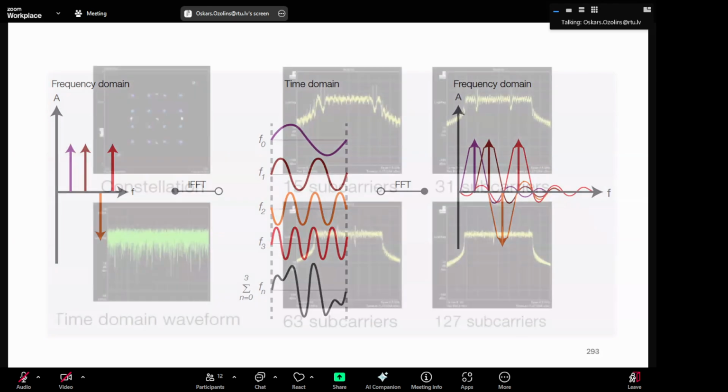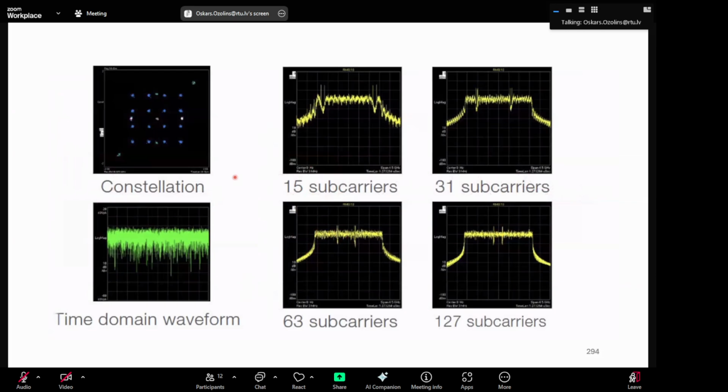Then here is again some representation of OFDM, how it looks with different subcarriers in the optical spectrum. For each subcarrier, you can define a constellation, and the good thing is that when you use OFDM, you can use a different constellation order for each subcarrier.